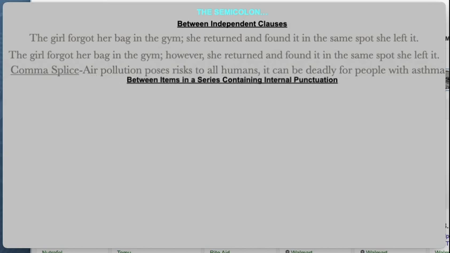The semicolon is also used between items in a series containing internal punctuation. Now, three or more items in a series are usually separated by commas, as we see in this example. She used the colors red, green, blue, and yellow. So we separate all of these items with a comma.